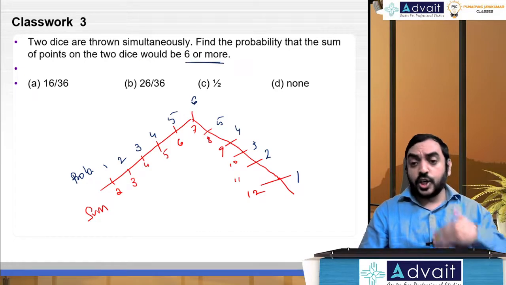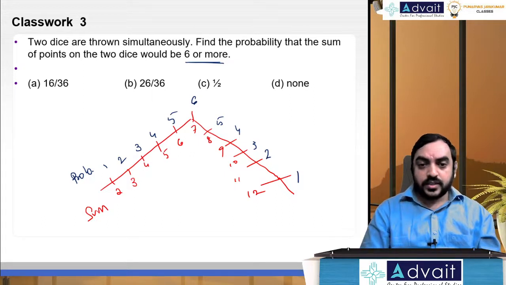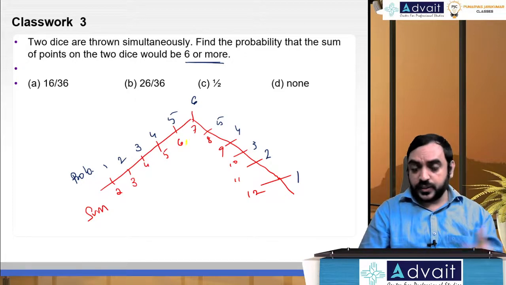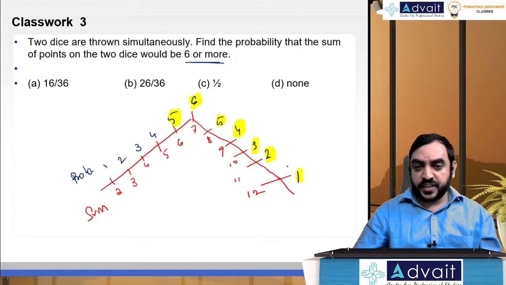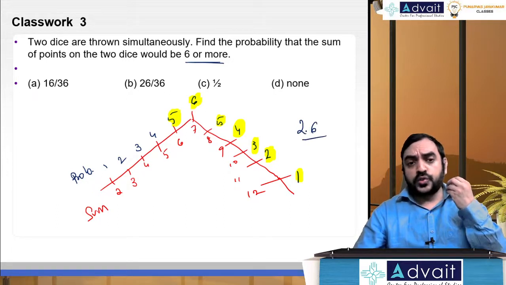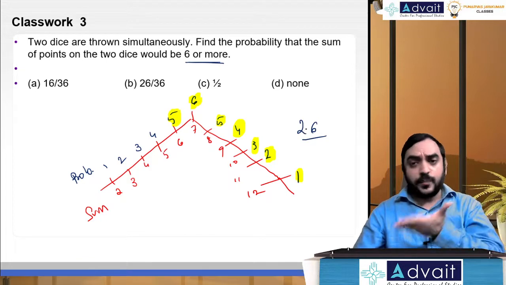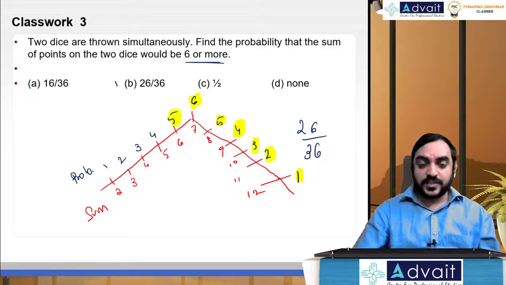Probability that the sum would be 6 or more. So we have to consider all the probabilities where the sum should be 6 or more. We have to consider from this. Sum is this 6. Probability will be what? 5, 6, 5, 4, 3, 2, 1. So what are all the possibilities? 5, 6, 5, 4, 3, 2, 1. I get 10, 20, 26 I think, right? Total 26. Denominator, when you toss 2 dice, one event is 6 ways, other event 6 ways, 6 into 6, total 36. So 26 by 36.